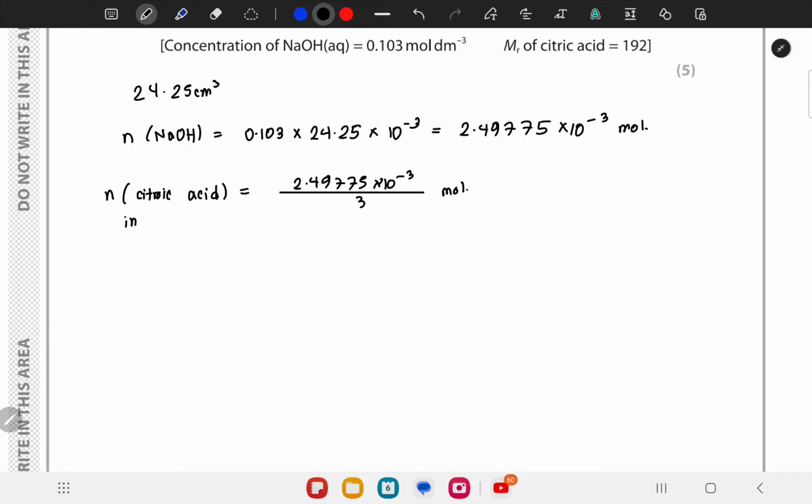This is in 25 cm cube. So in 250 cm cube, the number of moles of citric acid in 250 cm cube is this times 10.